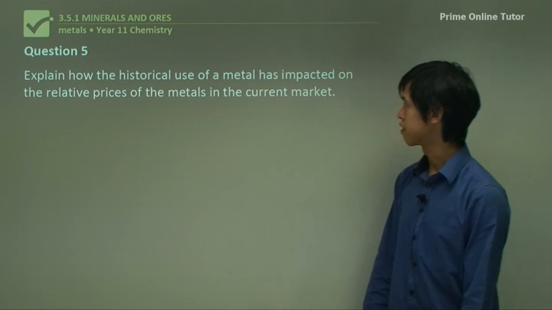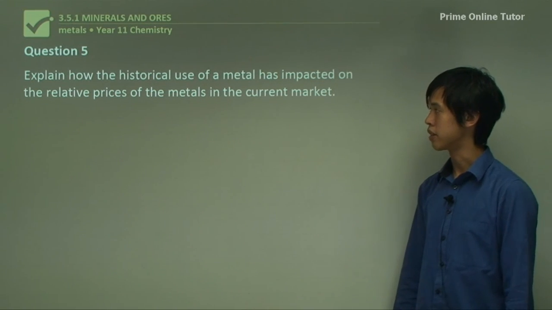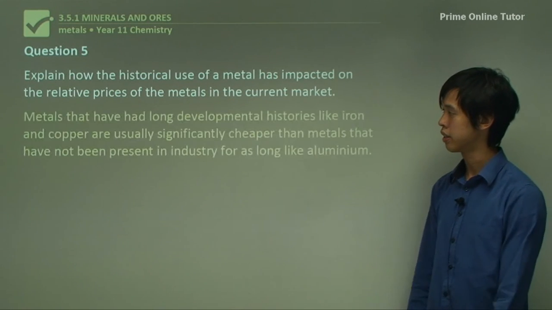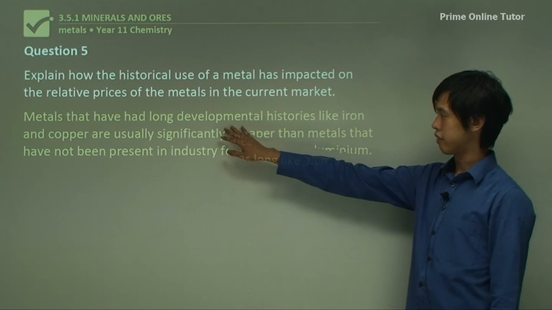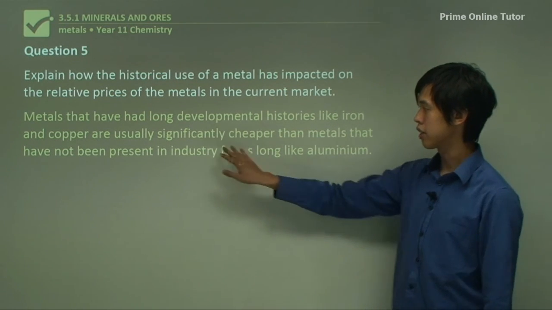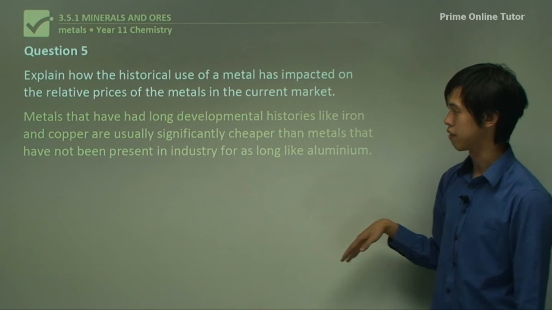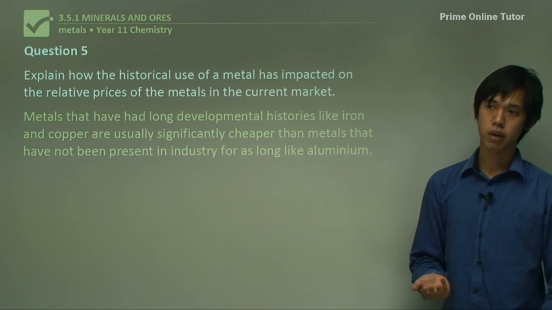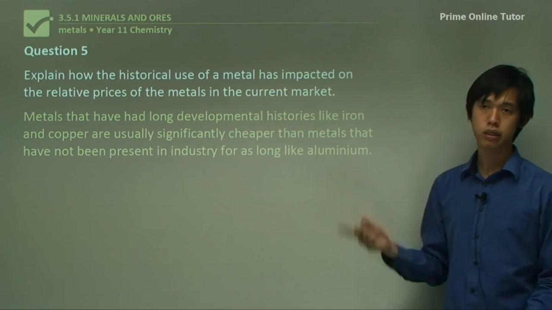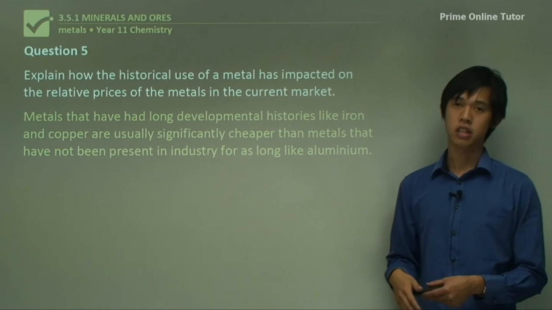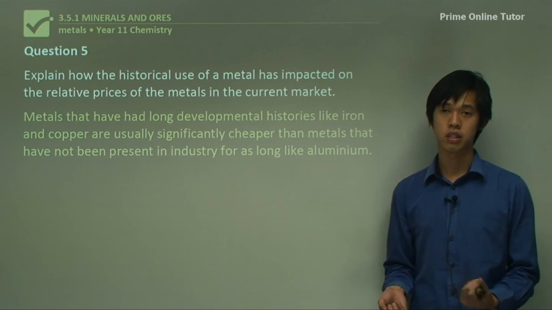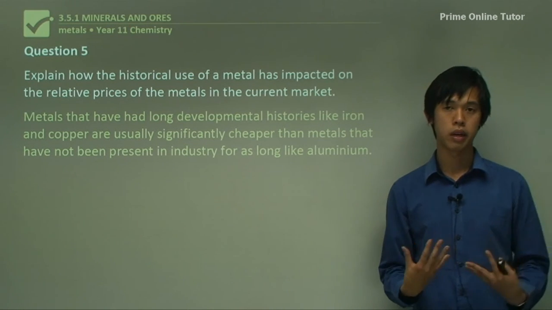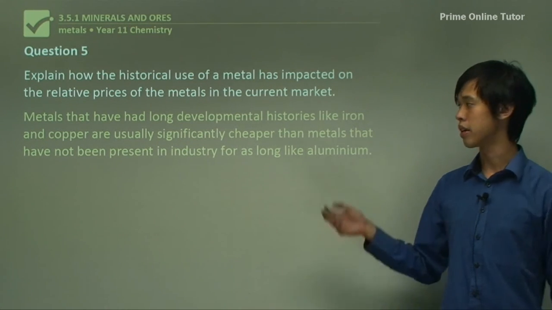Explain how the historical use of a metal has impacted the relative price of that metal in the current market. Okay, so this is quite an economic type question. Well, metals that have had long developmental histories like iron and copper are usually significantly cheaper than metals that have not been present in industry for as long, like aluminium. So if you think back into the old days, iron has been around for a long time. You think about iron, it's steel. Steel has been used in medieval times. Knights wore armor made of steel. They wielded swords made of steel.